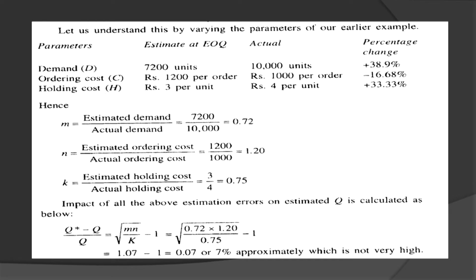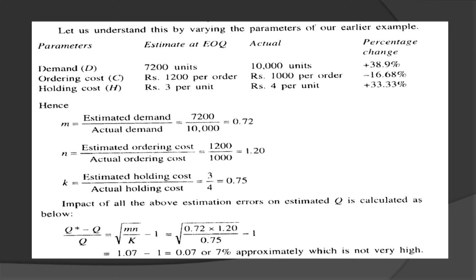Now look at the second component, ordering cost. Ordering cost is 1,200 per order, that is C. Actual ordering cost was 1,000. So again there is an error here: the estimated ordering cost was high, the actual ordering cost was low, and there is a negative variation of 16.68%. Now the holding cost. Holding cost we estimated was rupees 3 per unit, and actually it worked out as rupees 4 per unit. So again there is a variation of 33.33%.